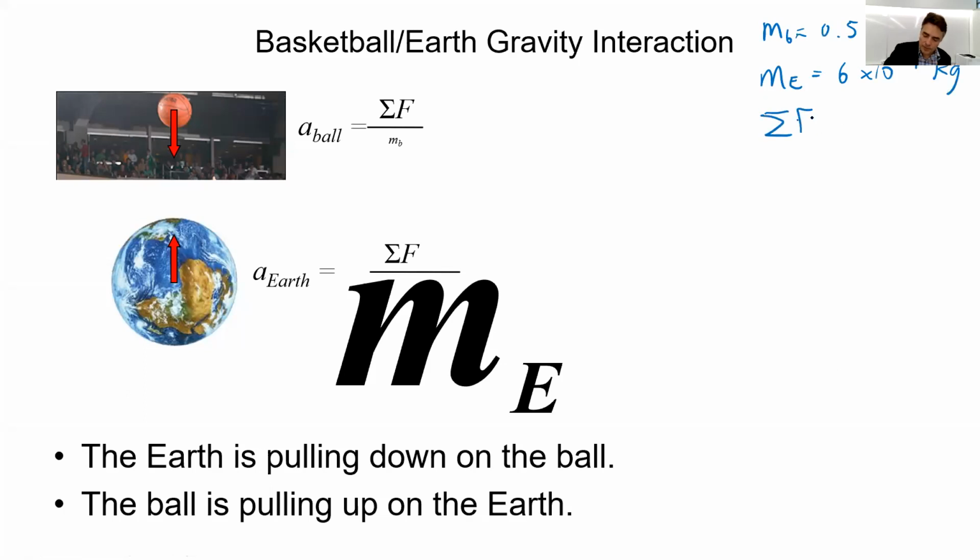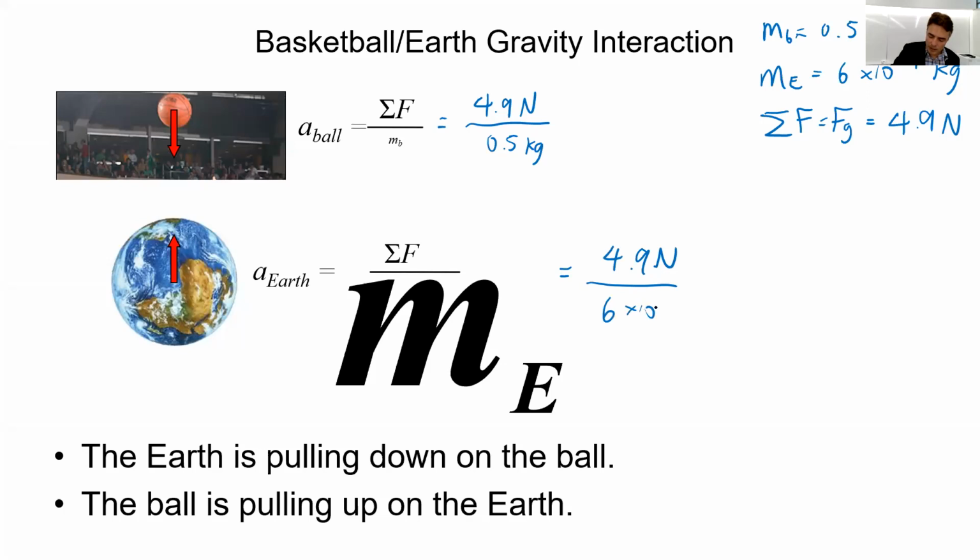And the force is going to be Fg. It's actually equal to 4.9 newtons. That's the interaction force, which is going to be the same for both. So this one is going to be equal to 4.9 newtons divided by the mass of the ball, 0.5 kilograms. Whereas this one is going to be the same 4.9 newtons pulling upwards on the Earth divided by 6 times 10 to the 24 kilograms. So this one turns out to be 9.8 meters per second squared. Oh, well, that makes sense, doesn't it? But then for the Earth, it's equal to 8 times 10 to the minus 25 meters per second squared.